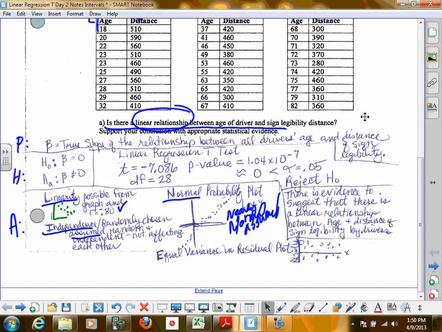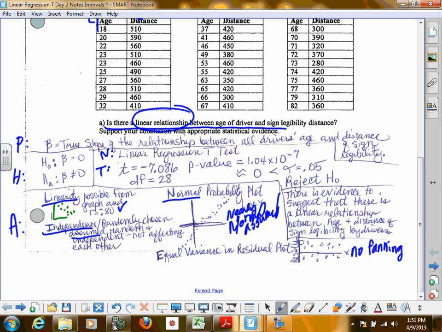And equal variance in the residual plot. So here it is. I showed a picture of it, and I forgot to write, but there is no fanning. So equal variance is good. So I'm ready to move on. What's next in my PHANTOMS model? Name the test. The name of the test is linear regression t-test. What's next? The test statistics.